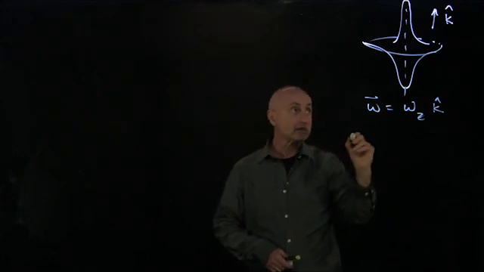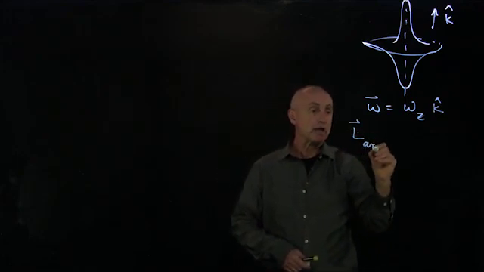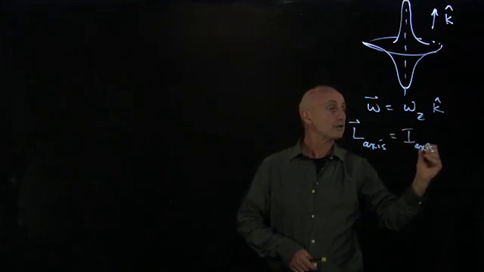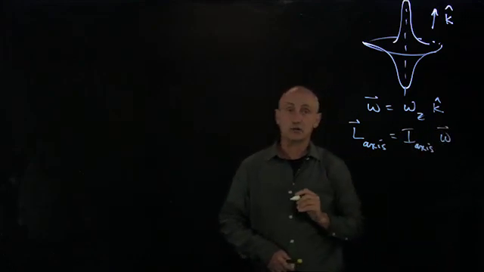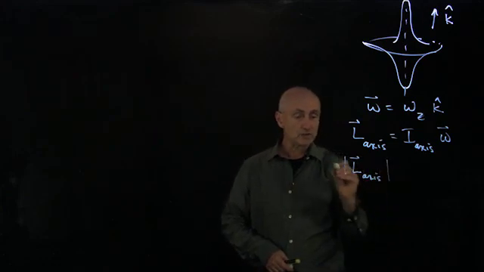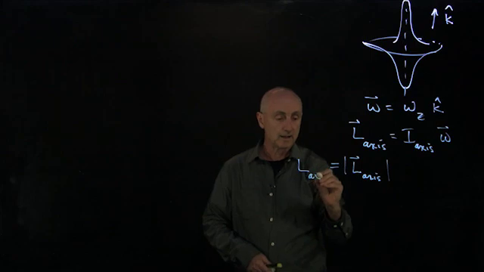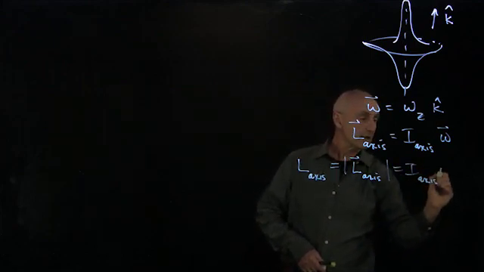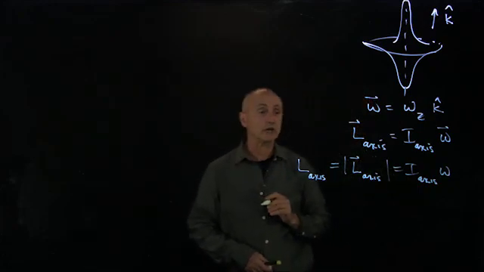And the angular momentum about this symmetry axis, we just showed that was equal to the moment of inertia about this axis times the angular velocity. And in particular, the magnitude of the angular momentum, and I'll just write that L about that axis, is I-axis times the magnitude of the angular velocity.